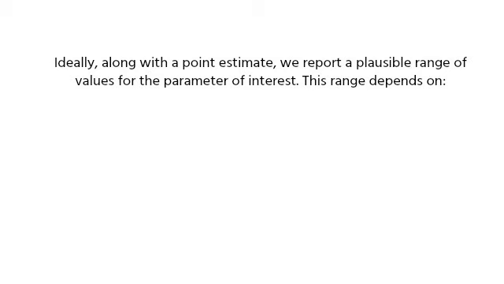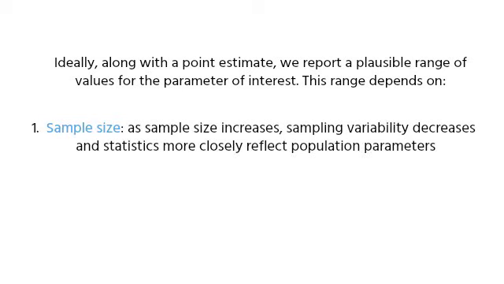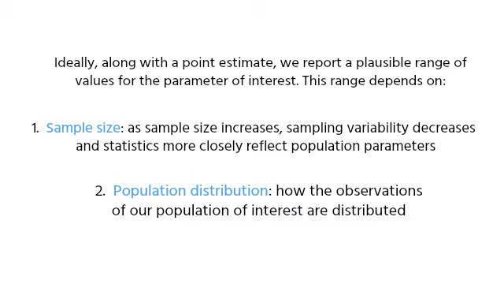Ideally, along with a point estimate, we also report a plausible range of values for the parameter of interest. For example, a statement like, we expect between 35 and 45% of students on campus to use a Mac. Now, this range depends on sample size. As sample size increases, sampling variability decreases, and statistics more closely reflect population parameters. It also depends on how the observations of our population of interest are distributed.